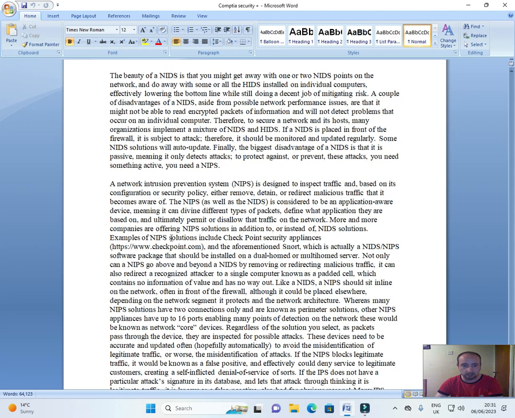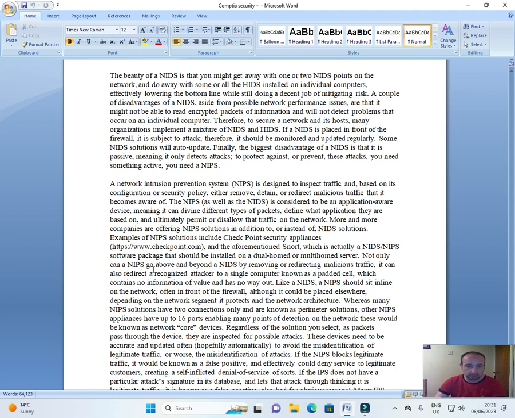More and more companies are offering NIPS solutions in addition to or instead of NIDS solutions. Examples of NIPS include Checkpoint security appliances, https://www.checkpoint.com, and the aforementioned Snort, which is actually a NIPS software package that should be installed on a dual-home or multi-home server.